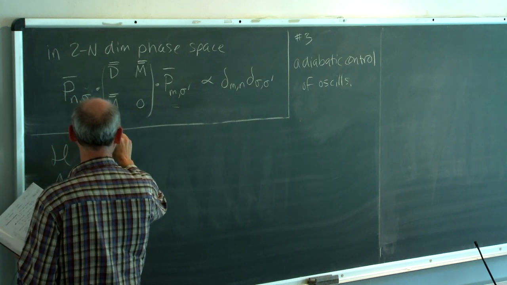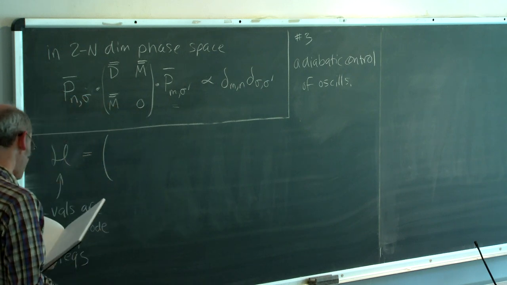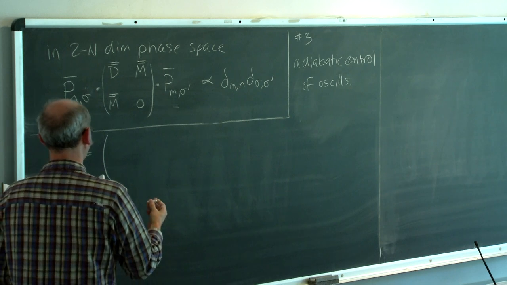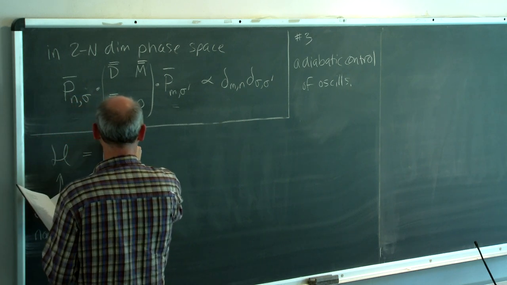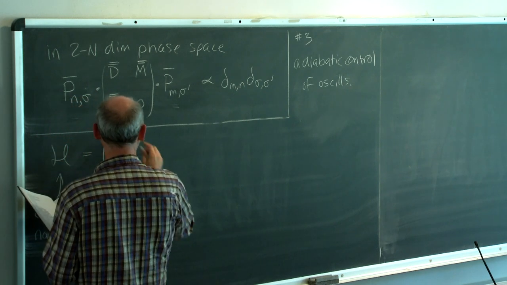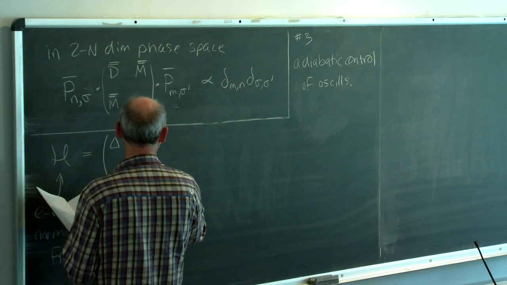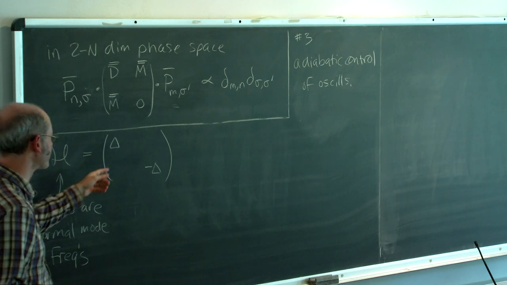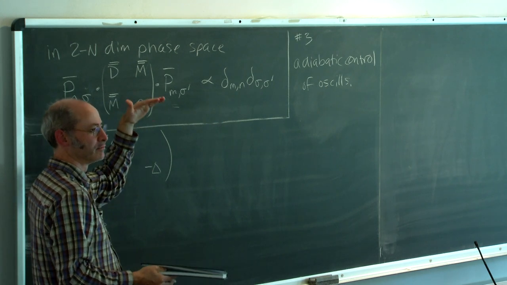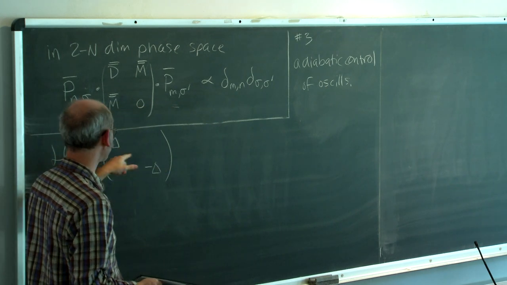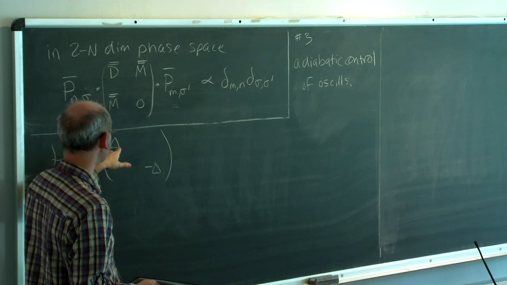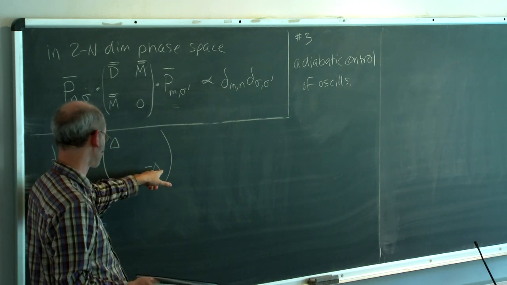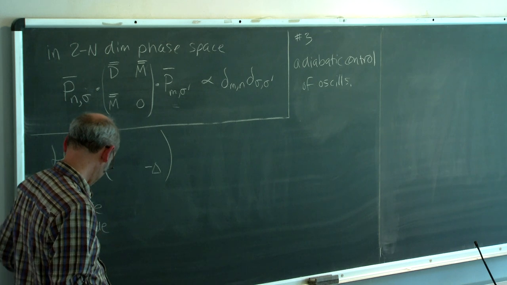So if I had two oscillators, say at frequency delta and minus delta, and I don't really want to think about the oscillator as having negative frequency. So this just means with respect to some arbitrarily chosen frequency. So this number here is maybe a megahertz plus 1 hertz, and this is a megahertz minus 1 hertz or something like that.